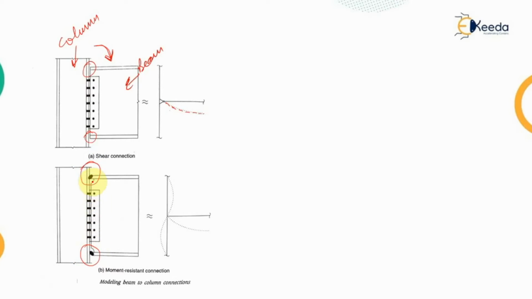As you can see in this diagram, this black dot represents the welded connection. So these points of the flanges of the beam are attached to the flange of the column with the help of some welding.